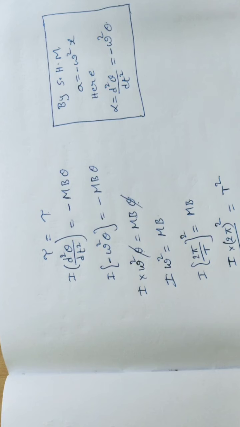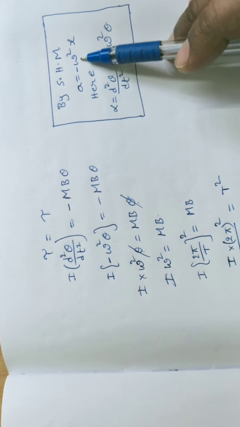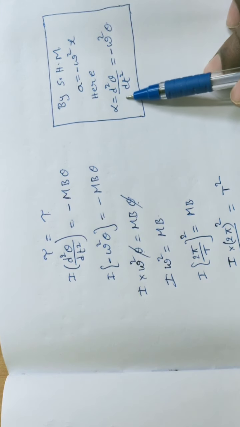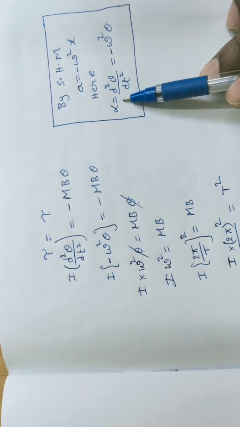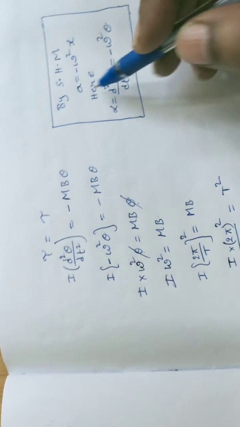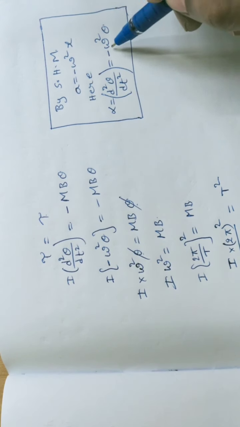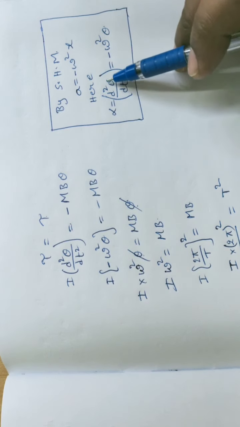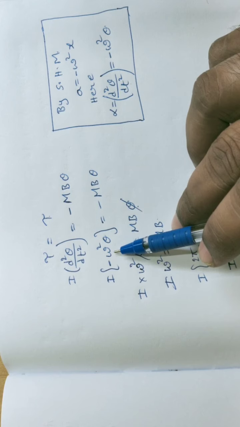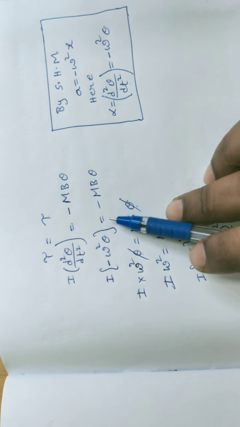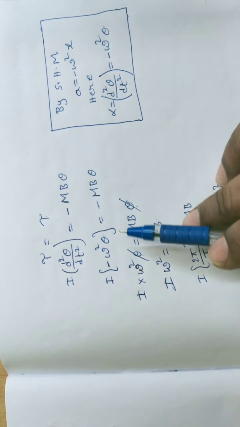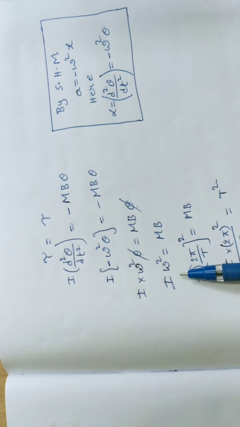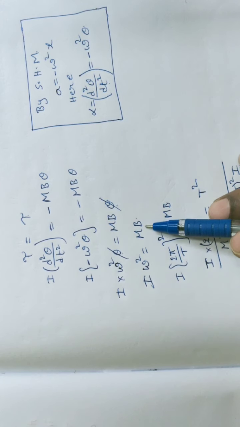Oscillating means we can recall simple harmonic motion. In simple harmonic motion, acceleration a is equal to minus omega square x. This is in linear conditions. But in angular conditions, angular acceleration alpha, which is d square theta by dt square, is equal to minus omega square theta. Is it clear, students? So instead of d square theta by dt square, I am writing minus omega square theta, which is equal to minus mB theta. Both sides theta will cancel, both sides minus will cancel. So finally we get I omega square is equal to mB.